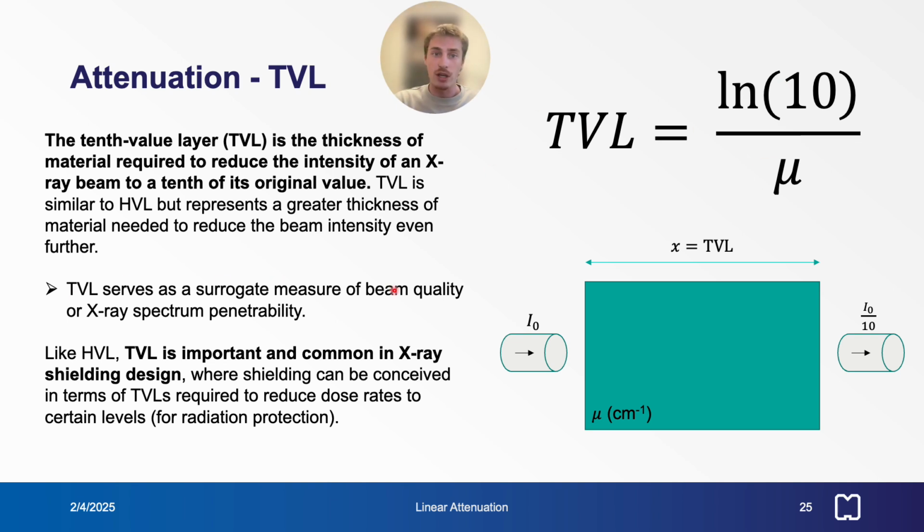So this also serves as a surrogate measure of beam quality or X-ray spectrum penetrability, and like HVL, TVL is important and common in X-ray shielding design, where shielding can be conceived in terms of TVLs that are required to reduce dose rates to certain levels for radiation protection purposes.